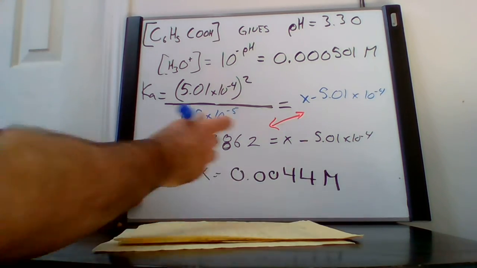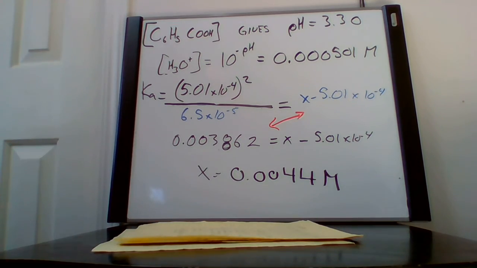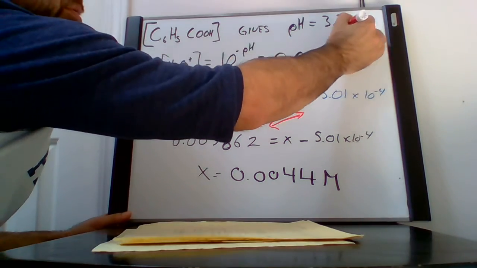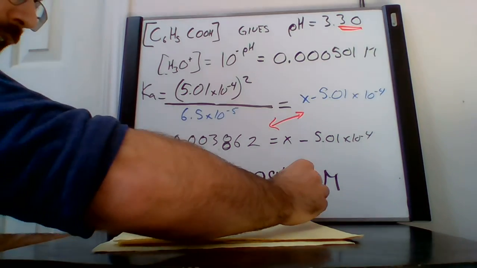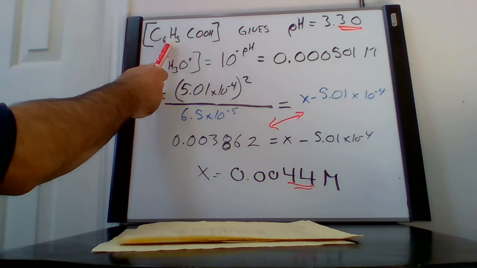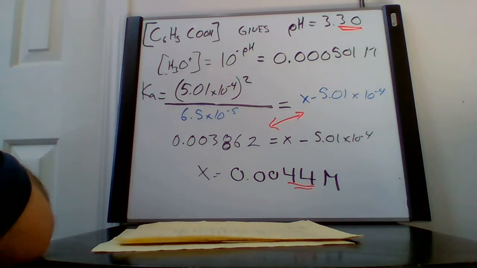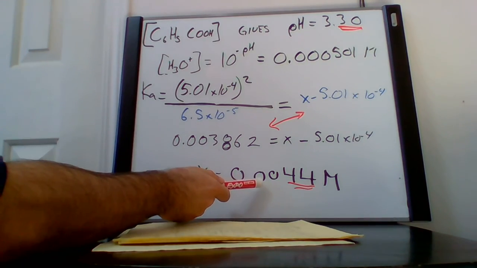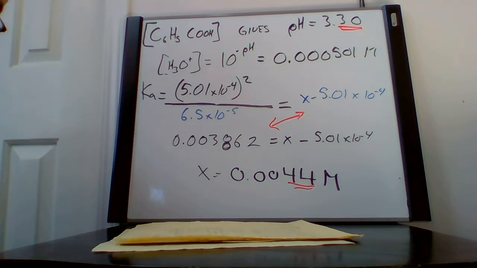0.0044 molar. Okay, and just remembering I had 2 decimal places in my pH, I need 2 decimal places, or 2 sig figs in my final answer. So our concentration of benzoic acid that will give us a pH of 3.3 is 0.0044 molar.